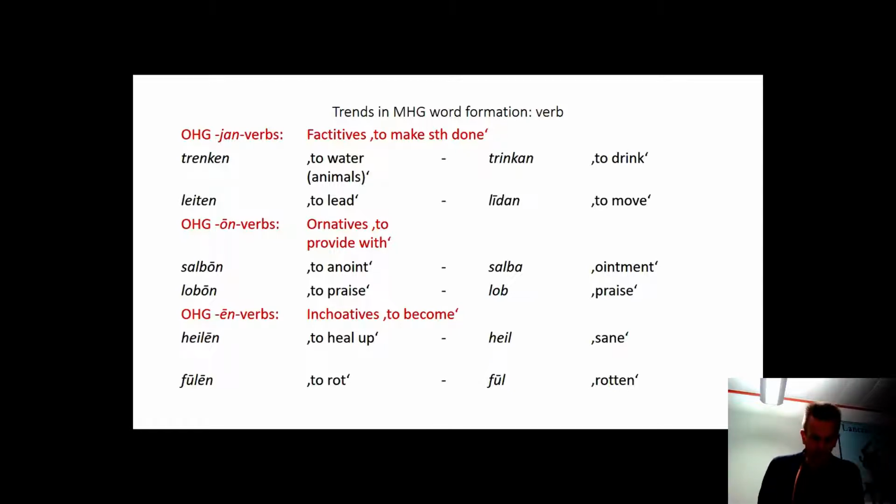And finally, a large number of en verbs are inchoatives. They modify the base adjective by adding the concept to become. Old High German fool, for instance, rotten, becomes foolen, to become rotten, to rot. Heil, sane, becomes heilen, to become healed, to heal.